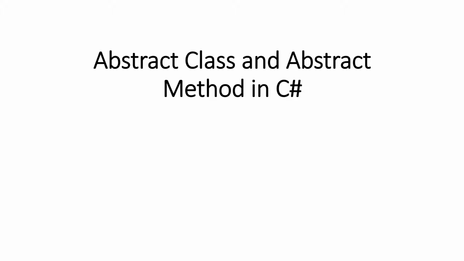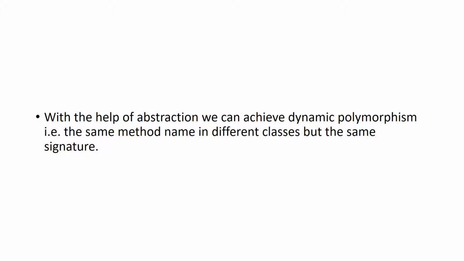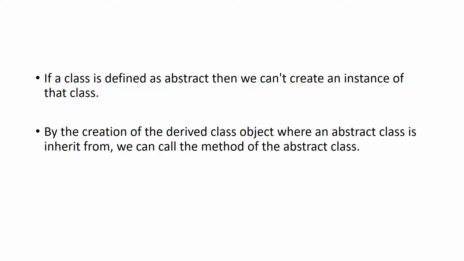Abstract class and abstract method in C#. With the help of abstraction, we can achieve dynamic polymorphism, that is the same method name in different classes but the same signature. If a class is defined as abstract, then we can't create an instance of that class. By the creation of the derived class object, where an abstract class is inherited from, we can call the methods of the abstract class.